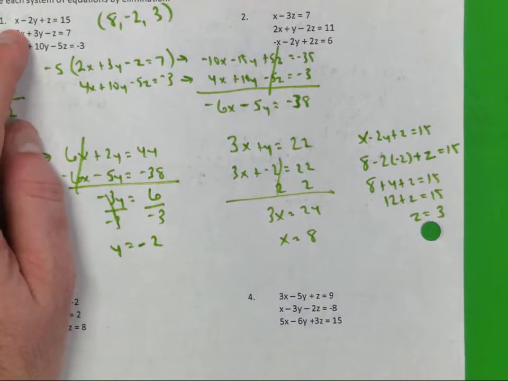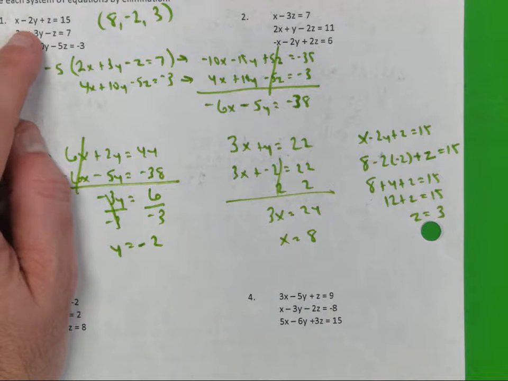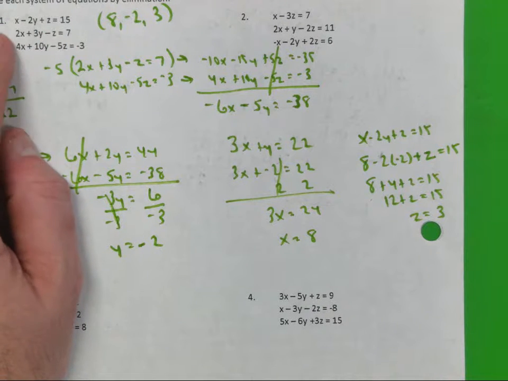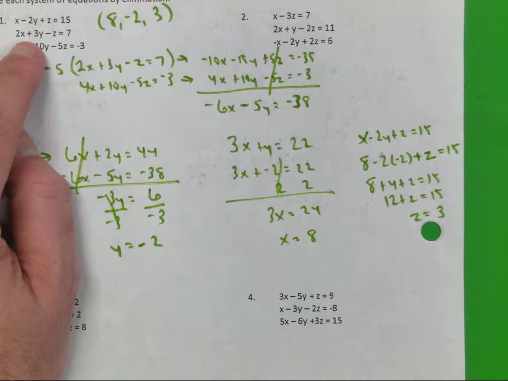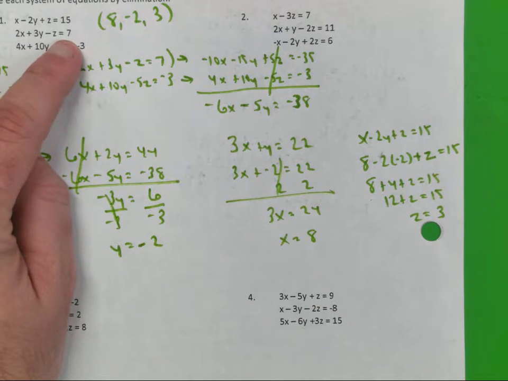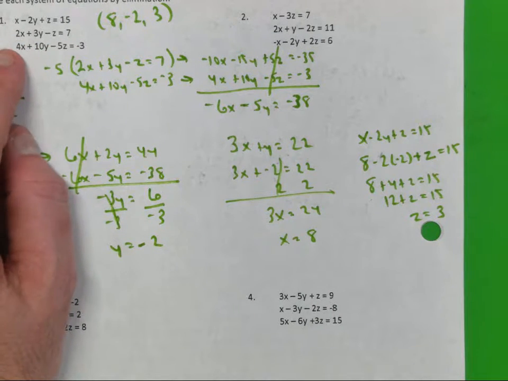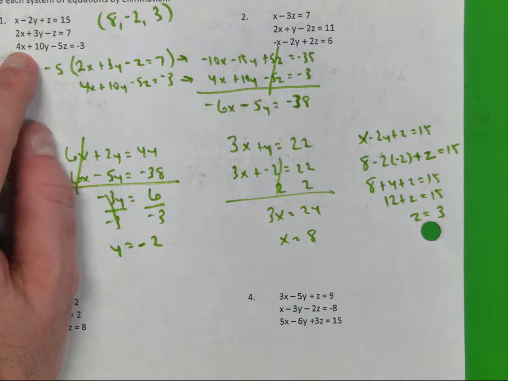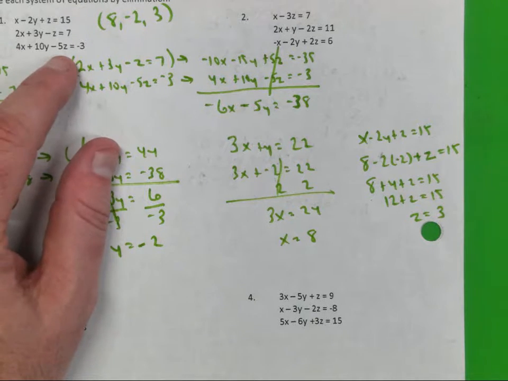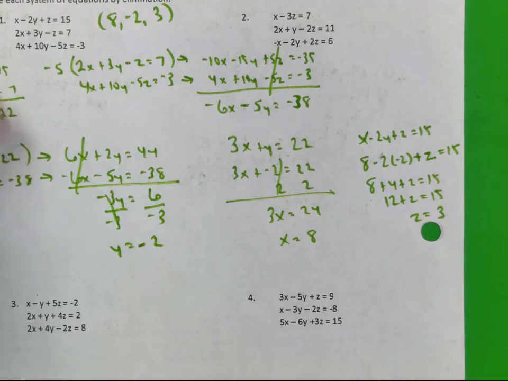If I plug them in here, 8 plus 4 is 12, plus 3 is 15. 16 plus negative 6 is 10, 10 minus 3 is 7. 32 plus negative 20 is 12, 12 minus 15 is negative 3. So that is a solution to all three. So if I were to graph all three of those equations in the 3D coordinate plane, they would intersect at the ordered triple 8, negative 2, and 3.